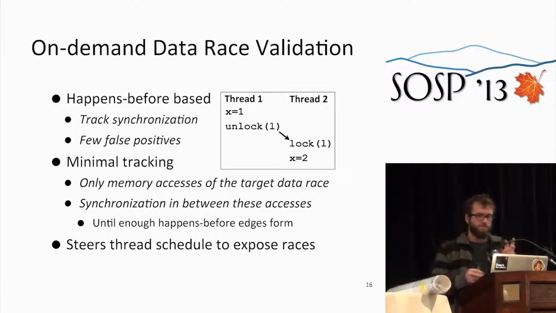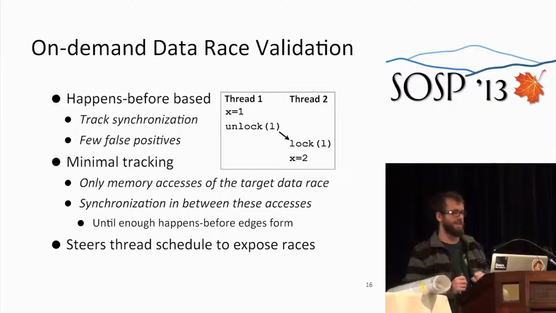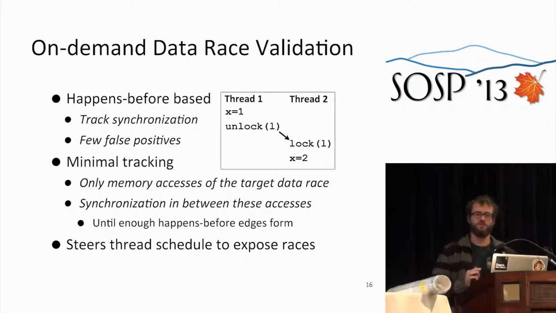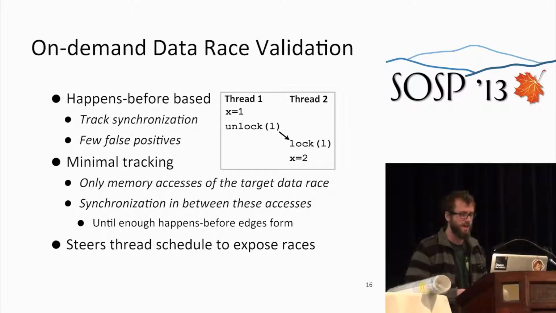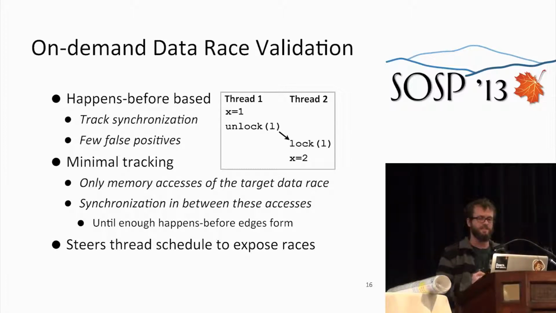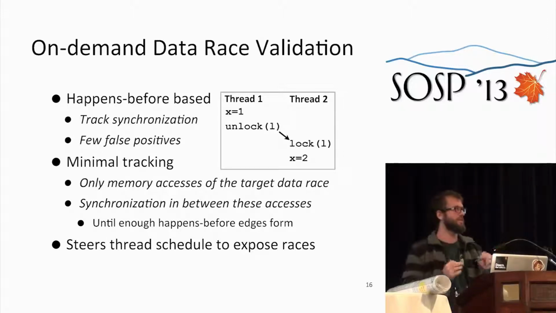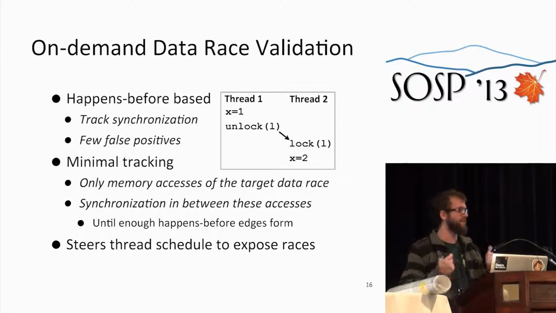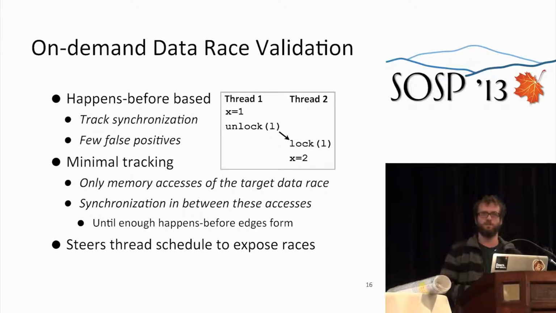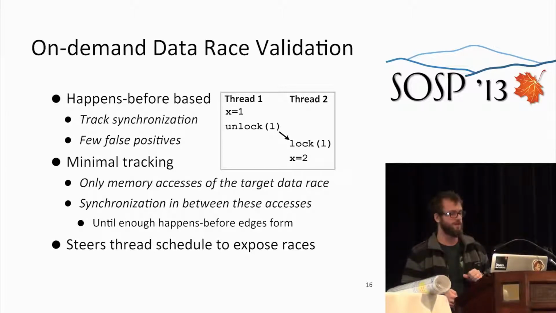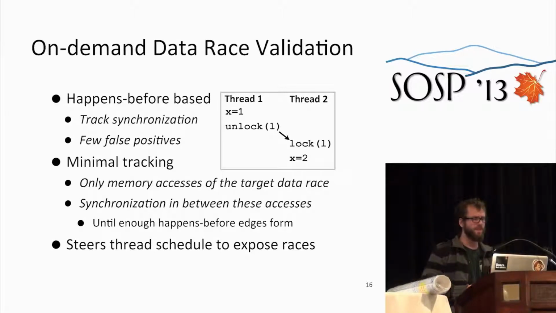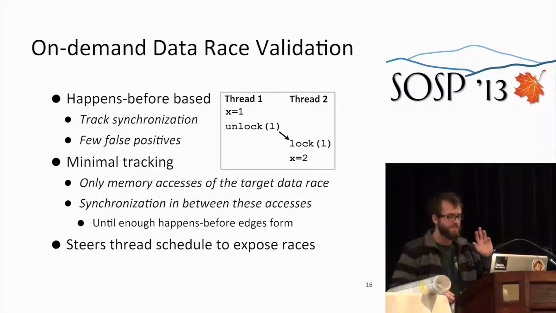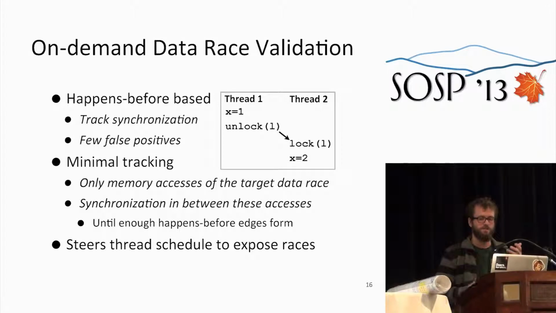On-demand validation works by only tracking the memory accesses of the potential data race, as well as synchronization between these accesses. But it will start tracking synchronization operations whenever the first racing access is made, and it will stop either when the second access is made or even before, if a happens-before relationship is established between the first thread that made the access and all the other threads. This aggressive starting and stopping of the tracking of synchronization operations contributes to the low overhead of RaceMob, as we will shortly see. Finally, on-demand data race validation will steer the program execution by carefully preempting threads at the right time to expose data races.